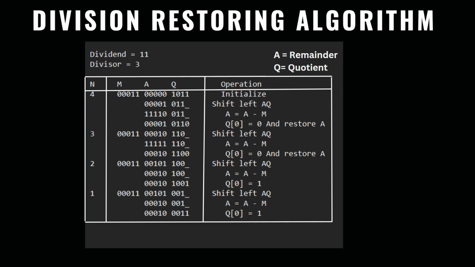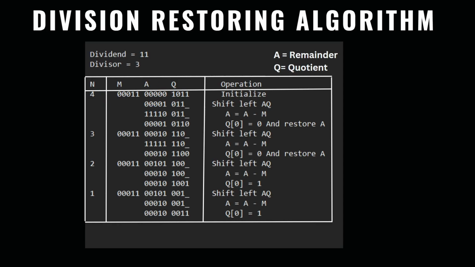So always remember, if the value of n is given, the size of M is n plus 1. Similarly, the size of the accumulator is n plus 1 and the size of Q is equal to n. We'll perform according to the flowchart.